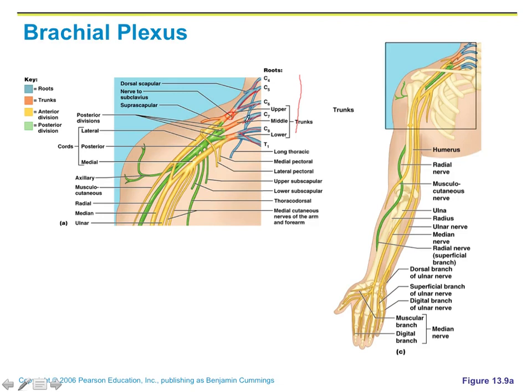Whereas the C7 is called the posterior division. Here we have the posterior division, for the C7. C8 and T1, when these two unite together, this is also called the anterior division, because these two are in the anterior part.